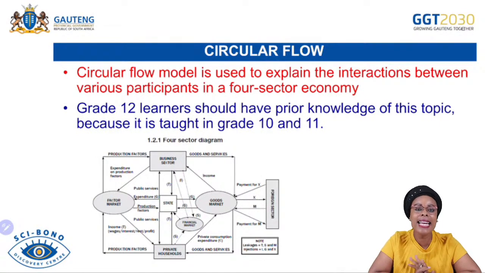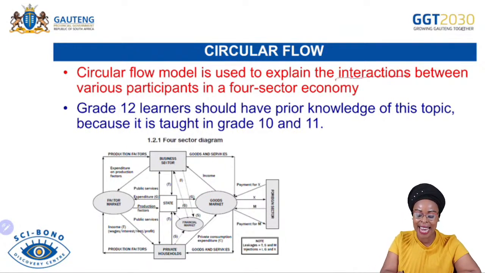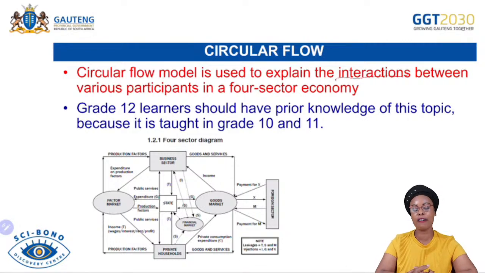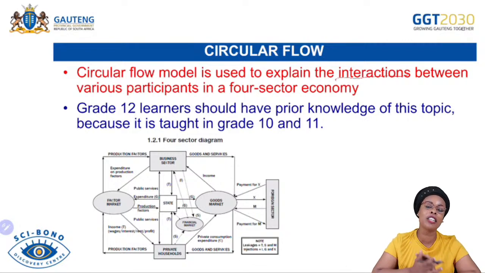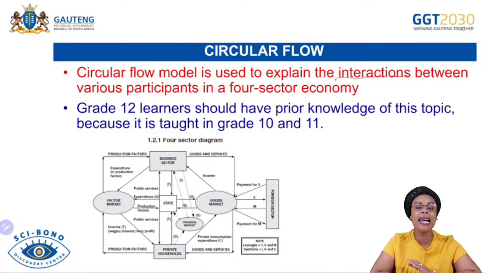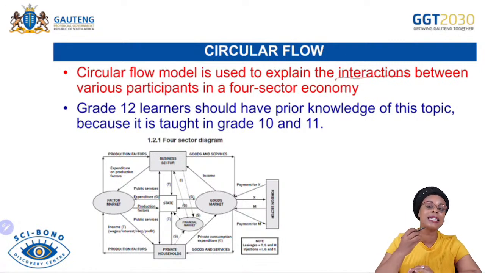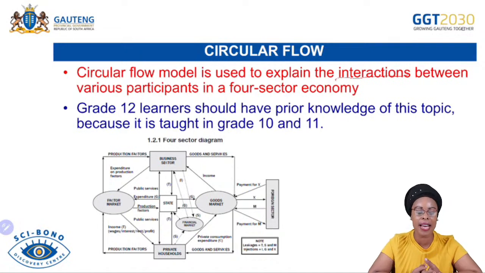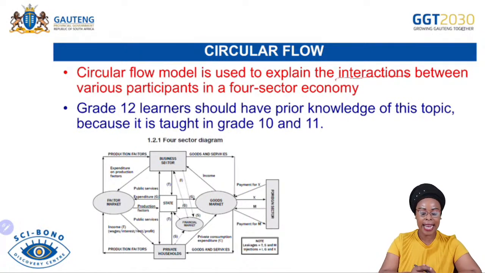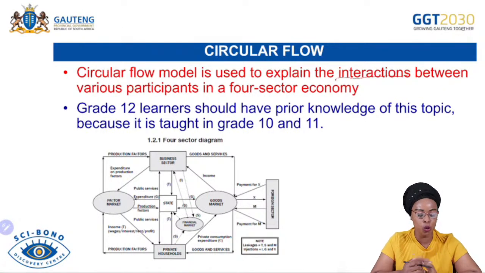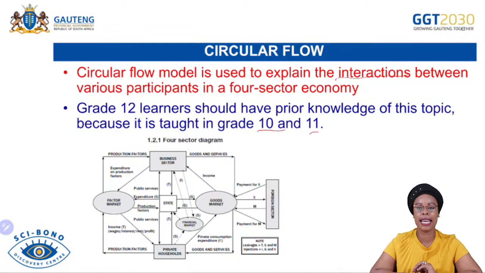Okay, what is a circular flow model? You need to know its meaning. A circular flow model is used to explain the interactions between various participants in a four-sector economy. I've already touched on that, where you saw the interaction between the household and the firms, the interaction between the firms and the government, the interaction between the government and the household, even the foreign sector and the financial market. So grade 12 learners should have prior knowledge of this particular topic. It's not new because you studied it in grade 10 and 11.